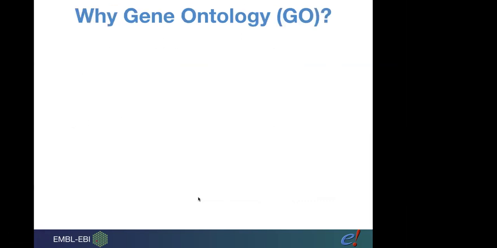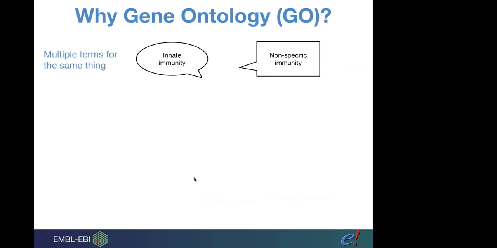And the last thing that I want to mention in my presentation is the gene ontology. So human language is ambiguous. There are many synonyms and multiple terms for the same thing. And we might all be describing exactly the same thing, but using different language. It's the same in the scientific community.